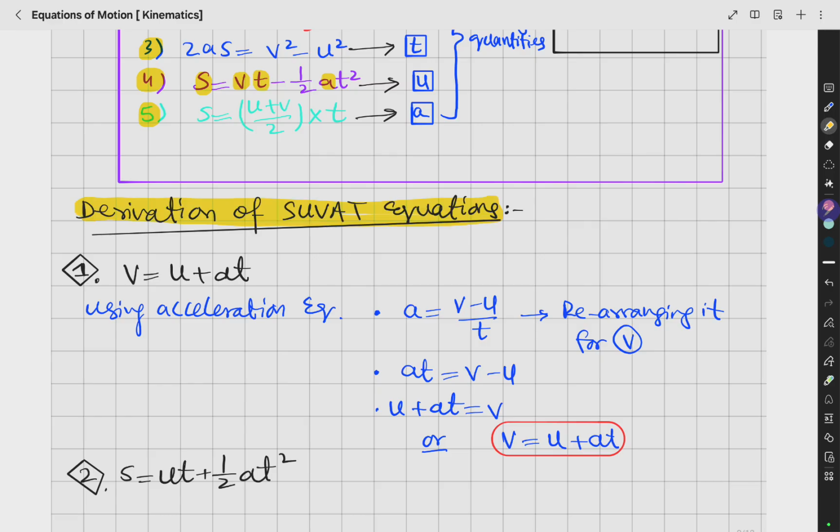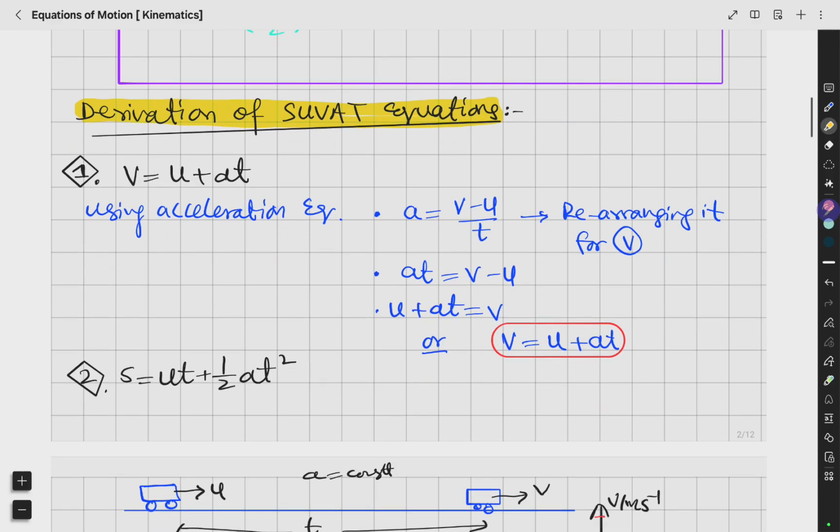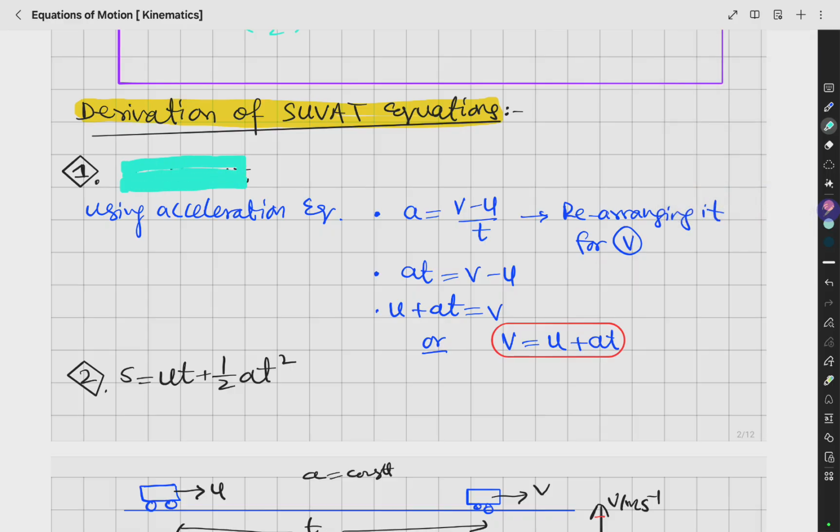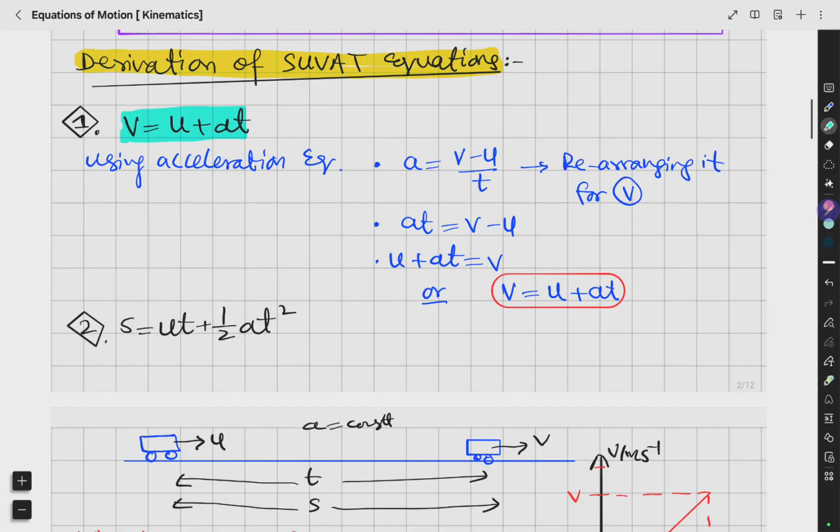Now, the most important thing: the derivation of these SUVAT equations. This is very, very important. The first one is relatively simple, which is v = u + at. You know the equation of acceleration, that is a = (v − u)/t. You just rearrange it for v. You shift t to the other side, so at is v minus u, and you shift u to the other side, so u + at is equal to v. That's how you get your first SUVAT equation, which is actually the equation of acceleration rearranged.